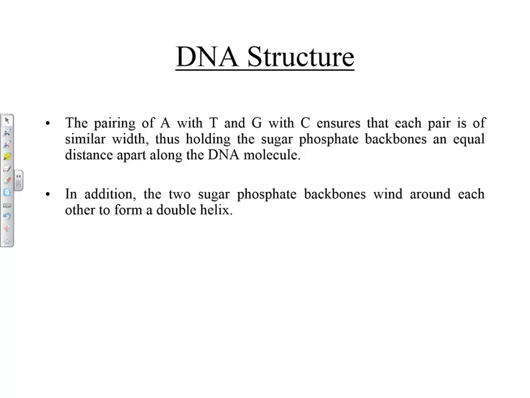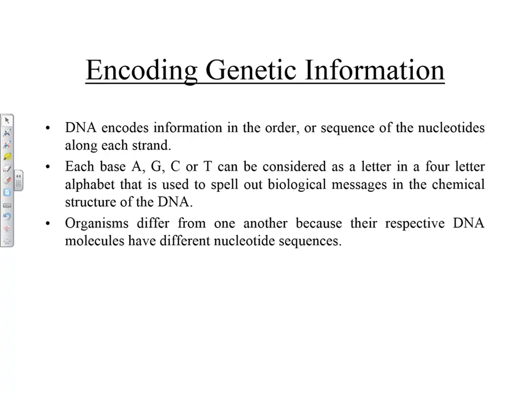The pairing of A with T and G with C ensures that each pair is of similar weight, thus holding the sugar phosphate backbones an equal distance apart along the molecule. In addition, the 2 sugar phosphate backbones wind around each other to form this famous double helix that you see all over the place. So DNA encodes information in the order or sequence of the nucleotides along each strand. Each base A, G, C, or T can be considered as a letter in a 4-letter alphabet that is used to spell out biological messages in the chemical structure of the DNA. Organisms differ from one another because their respective DNA molecules have different nucleotide sequences.